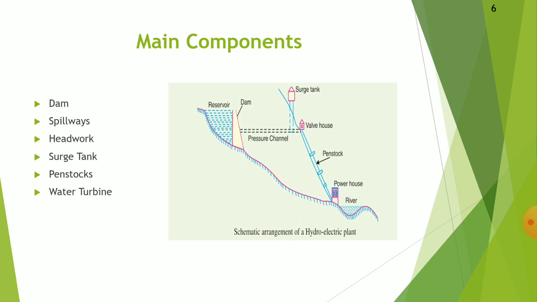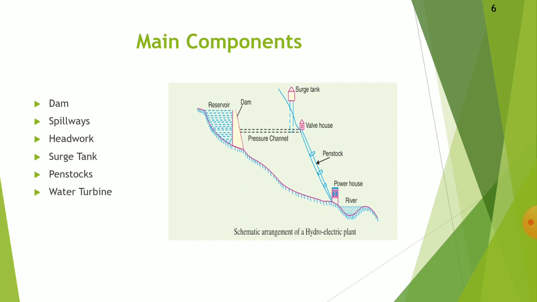Main components of Grand Coulee Power Station. The first component is the dam. A dam is a barrier which stores water and creates water head. The second component is spillways. Spillways ensure that the water does not overflow and damage or destroy the dam.